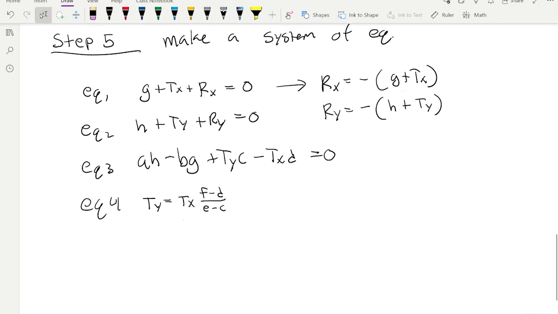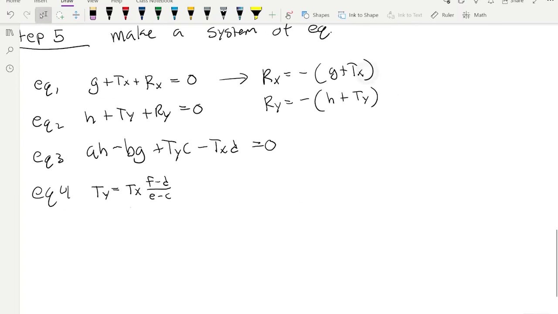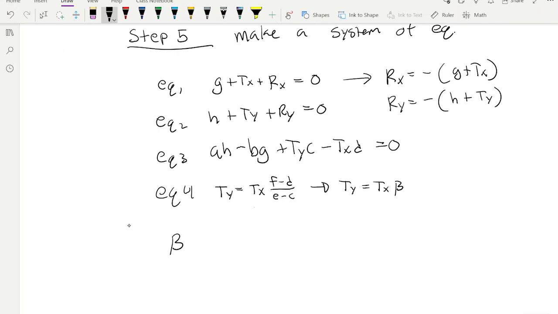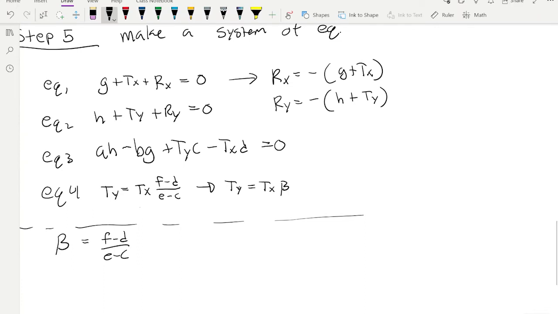okay, so let's clean this up a little bit before we move on. And then let's just make this one Ty equal to Tx times some variable beta. And let's just write beta down real quick. That's the first thing. Beta equals F minus D over E minus C. Okay. And let's solve everything else. Let's go solve for Tx here. So we got Tx D equals AH minus BG plus TYC.